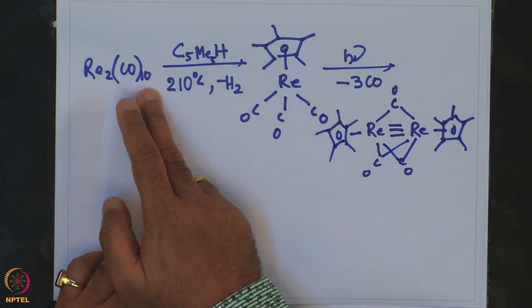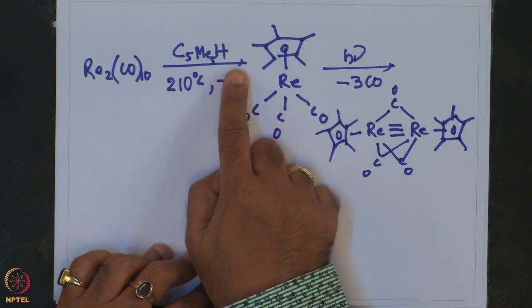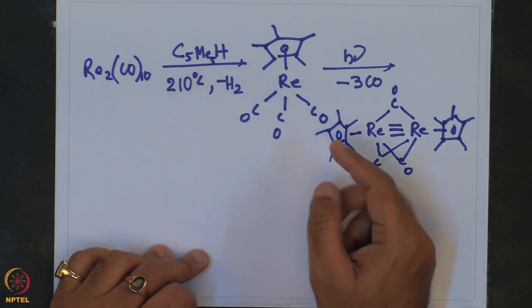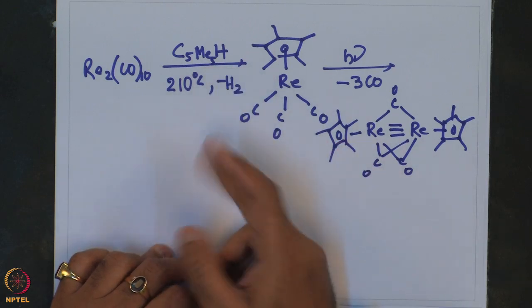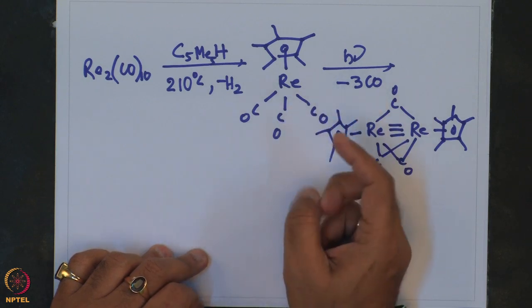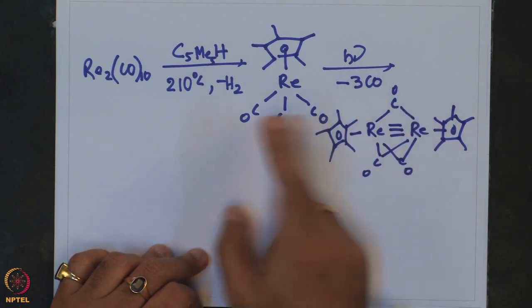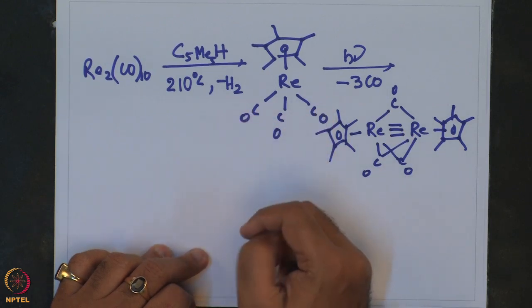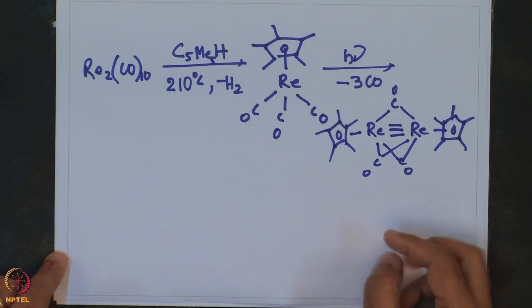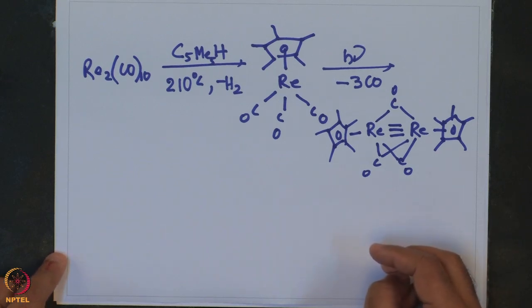dirhenium decacarbonyl with Cp star pentamethylcyclopentadiene. By heating them at 200 degrees centigrade, at very high temperature, it gave Cp star rhenium tricarbonyl, which in presence of light loses these 3 carbonyl moieties to give this rhenium triple bond with 3 bridging carbonyl atoms. So, with this I would like to draw conclusion to today's lecture.